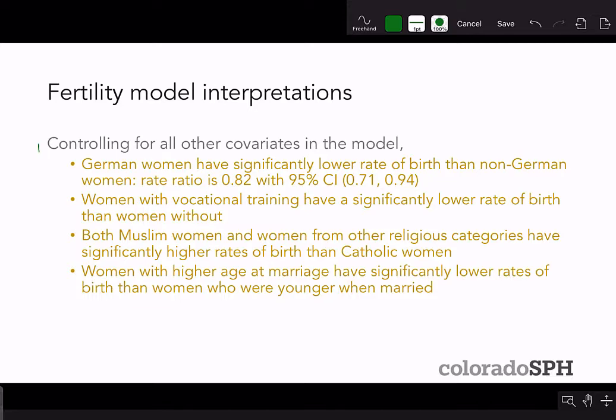We can say that German women have a significantly lower rate of birth than non-German women. Women with vocational training have a significantly lower rate of birth than women without. Both Muslim women and women from other religious categories have significantly higher rates of birth than Catholic women. And women with higher age at marriage have significantly lower rates of birth than women who were younger when married.